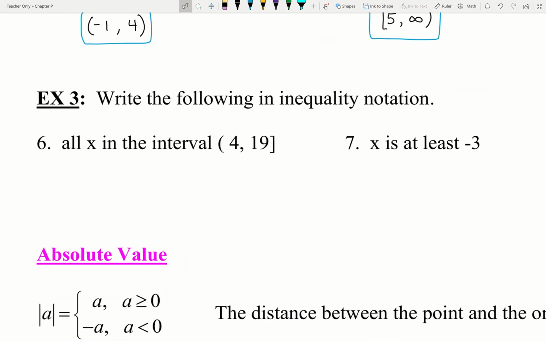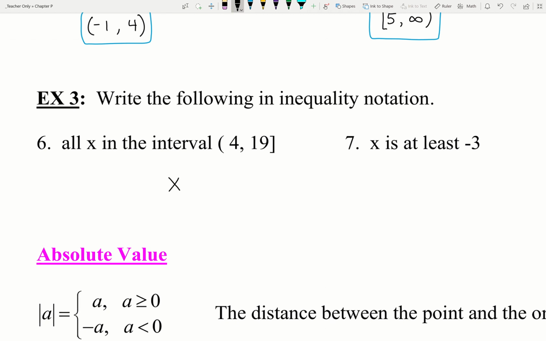Okay? Next example here, write the following in inequality notation. So here we're going the other way around. Here we're starting off with interval notation here in example number 6. We have to write that using our inequality notation. Okay? So it says all x in the interval from 4 to 19. Not including 4, but yes, including 19.